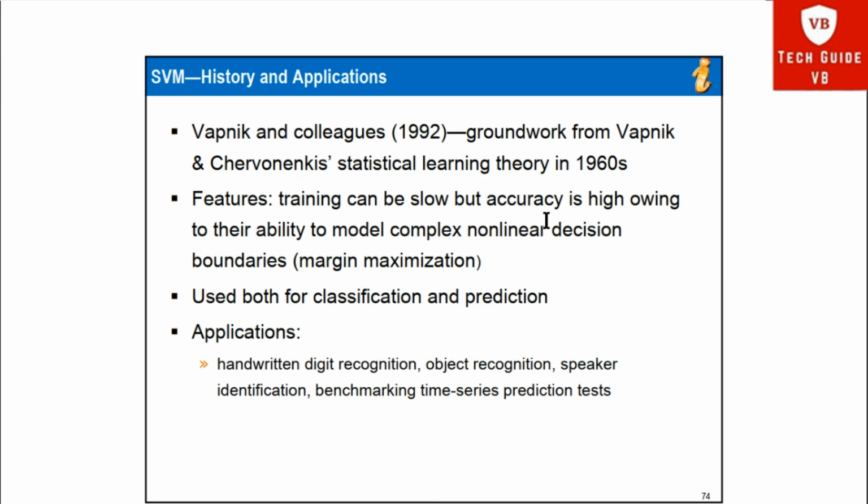Okay, and the very popular applications of SVM are handwritten digit recognition, object recognition, speaker identification, and benchmarking time series prediction tests. So there are so many applications of SVM because it is used for classification as well as prediction.